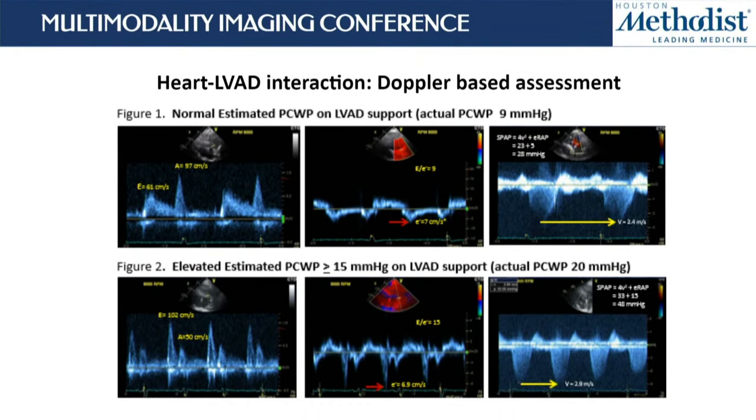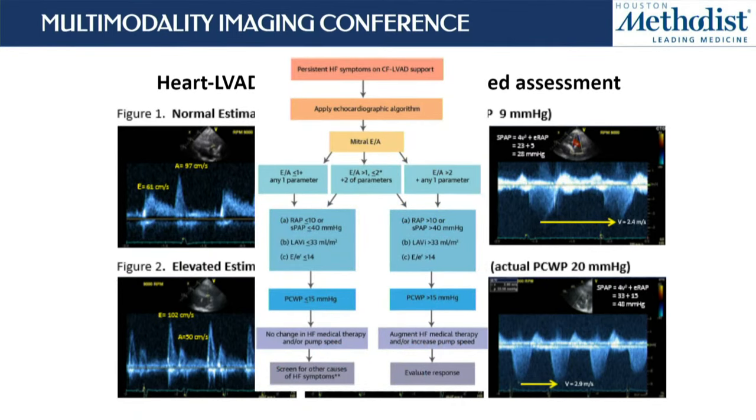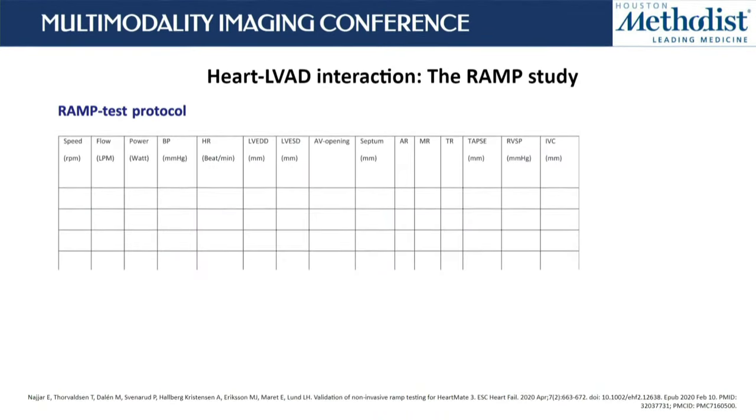This is an area where we could do better because we actually do not have any data on HeartMate 3. We only have data on HeartMate 2, and we've been using that data for years, and that's certainly an area we can work on together. This is similar to what we use for diastology, with a few different changes, but this is what we use for LVAD, and we've been using this for years.